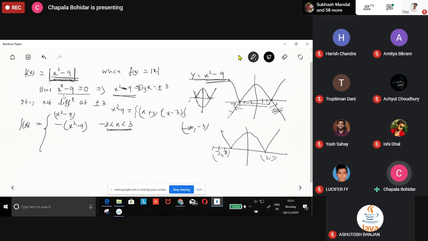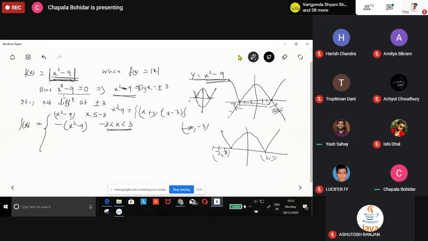So I can write it as x square minus 9, the positive value, when x is less than equal to minus 3. Sorry, you can write less than equal to when writing the functional value, but when you write the derivative, don't include the equal sign, because it is not differentiable at minus 3. Clear my point?